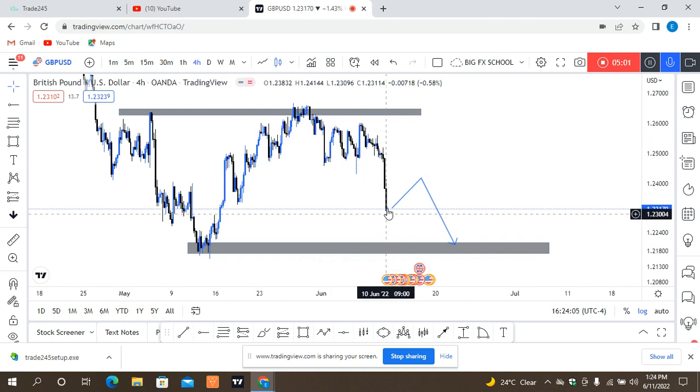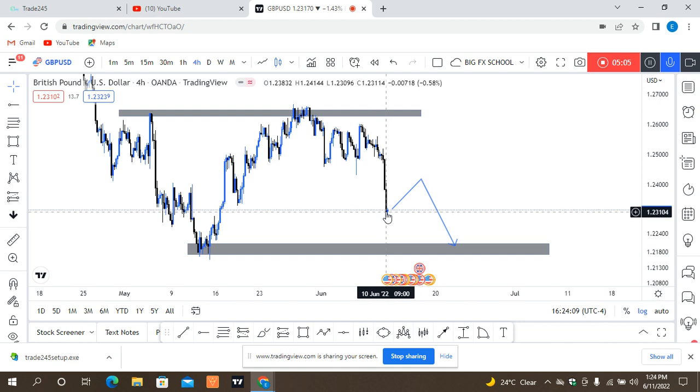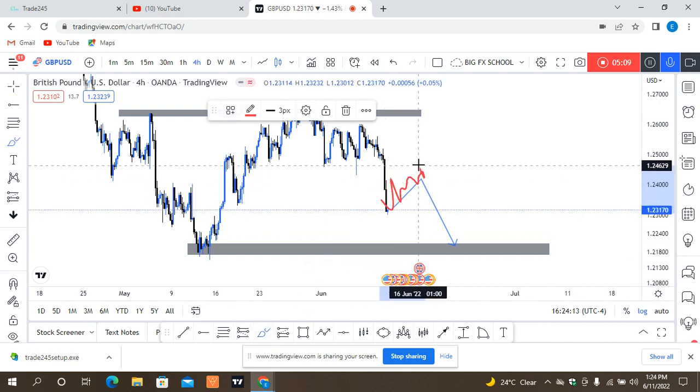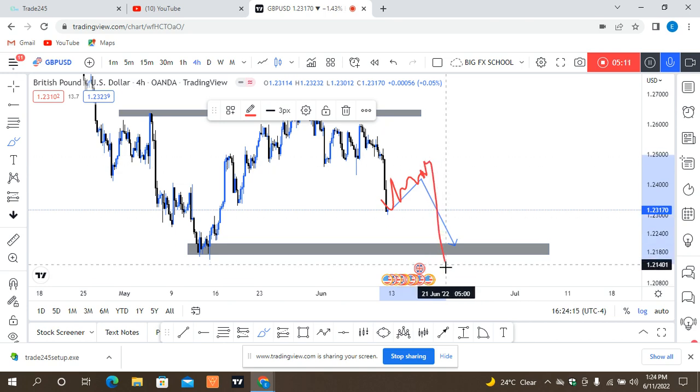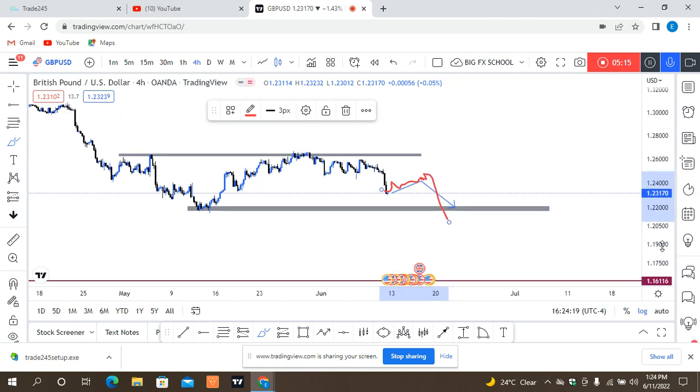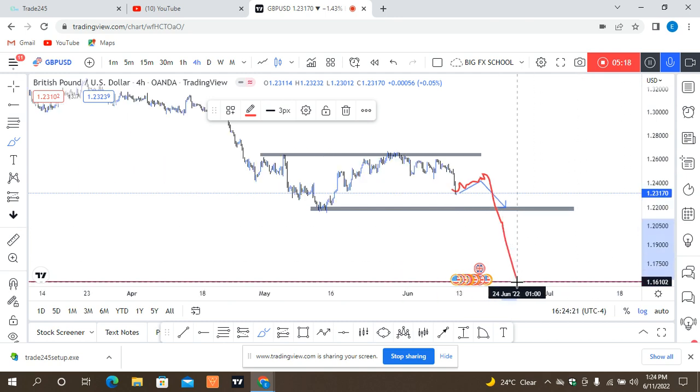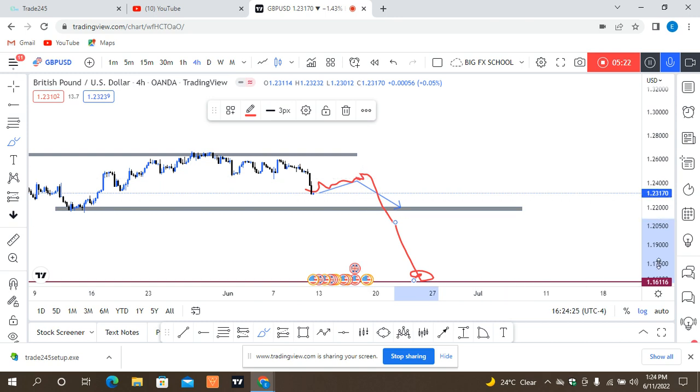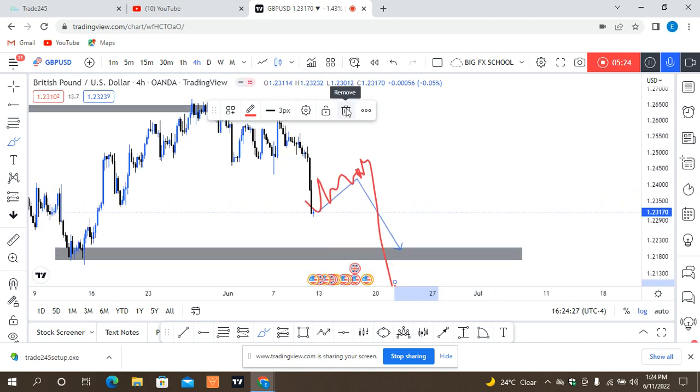After this impulsive move, we can anticipate the upside movement in a corrective way, then a push to break this structure, and then the continuation until it touches the end of the trend. So I will be looking to sell GU more than buying GU.